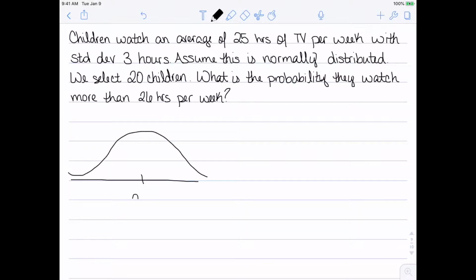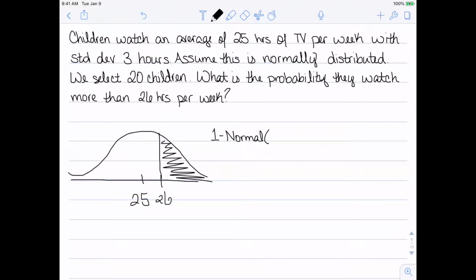We have that our mean is 25. 26 is somewhere to the right. And we want to know the chance they watch more. When dealing with normal distribution problems, we need to use the normal command on our calculator. Since we want area to the right, we need to do 1 minus normal.